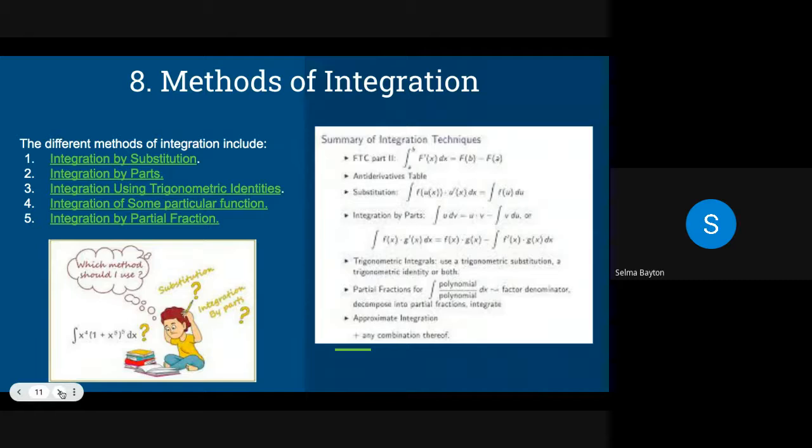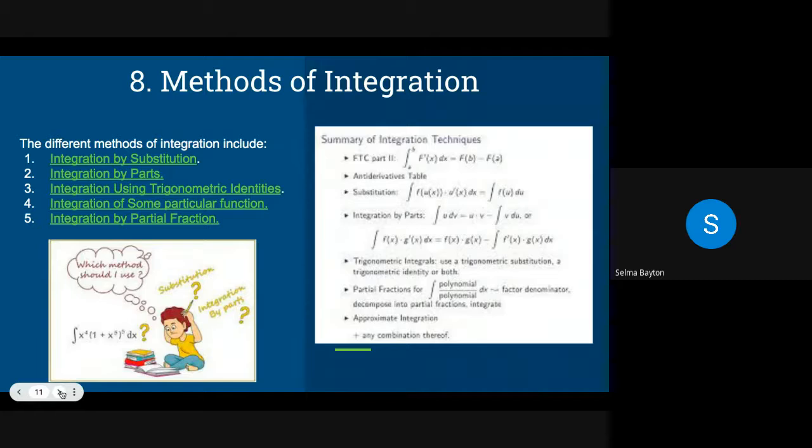Second is integration by parts. Integration by parts is a special method of integration that is often used when two functions are multiplied, so the factors of two integrals. Basically, you take the first function, multiply it by the integral of the second function, then subtract the integral of the derivative of the first function times the integral of the second function.